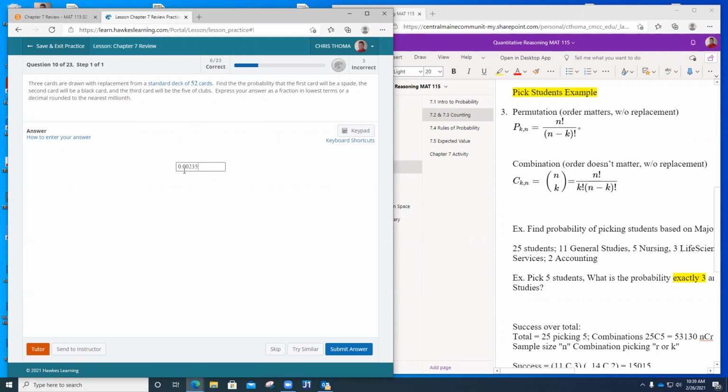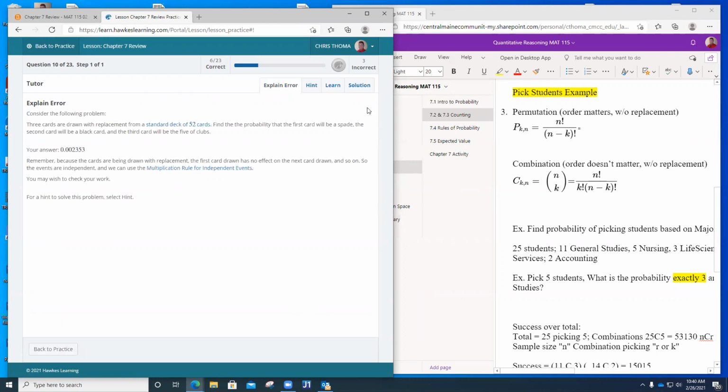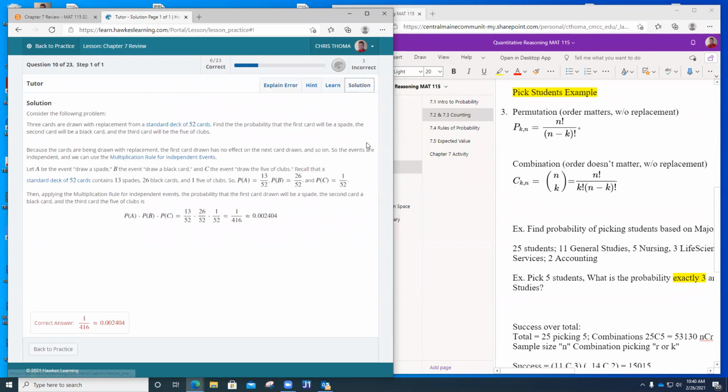Expressed to the millionth: 10th, 100th, 1000th, 10,000th, 100,000th. So after my 5, I have 2 and then a 9, so that rounds up to 3. Ooh, am I right here in my decimals? 10th, 100th, 1000th, 10,000th, 100,000th, millionth. Now what's 0.002353? Let's see. I wasn't supposed to take out those cards.